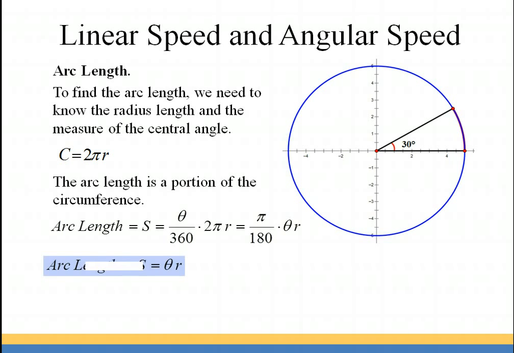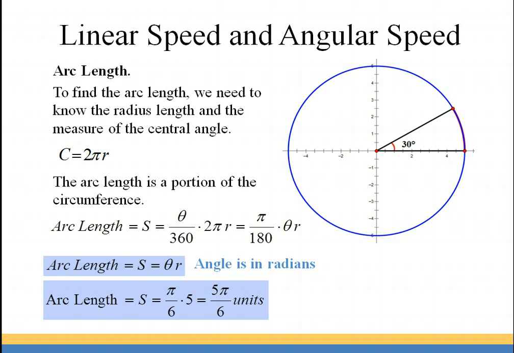So we can simplify our formula a little bit if our angle is in radians, because then the arc length is simply going to be theta times the radius. Now think about this. If your radius length was 1, then your arc length would simply be the measure of that central angle in radians. So for this case, we had a 30-degree angle, which we converted to radians as pi over 6. We're just going to take pi over 6 and multiply it by our radius, which is 5. And you can tell it's 5 because it's drawn on the coordinate plane. So you have 5 pi over 6 as your arc length.